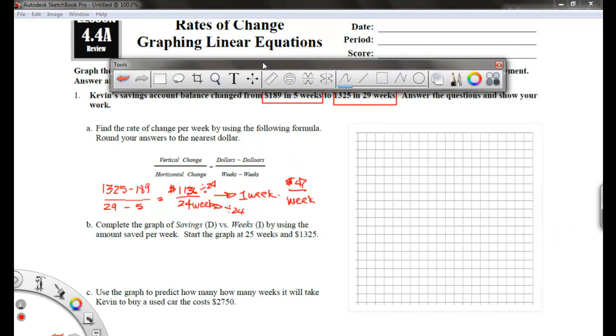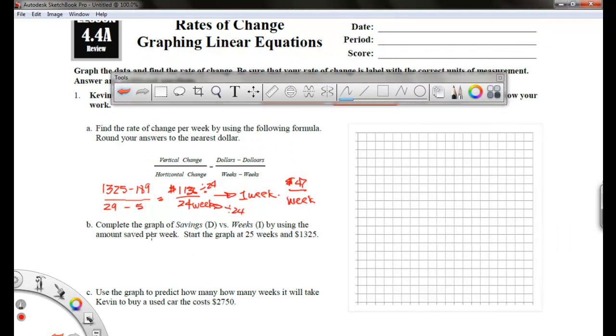Next thing it asks us to do is to complete the graph of savings. There's a D there, and that D means a dependent variable, and the dependent variable is always on the y-axis, so it's vertical, versus weeks, which is the independent variable, which goes along the x-axis. So complete the graph of savings, D versus weeks, by using the amount saved per week. Start the graph at 25 weeks and $1,325. So let's go ahead and label our graph.